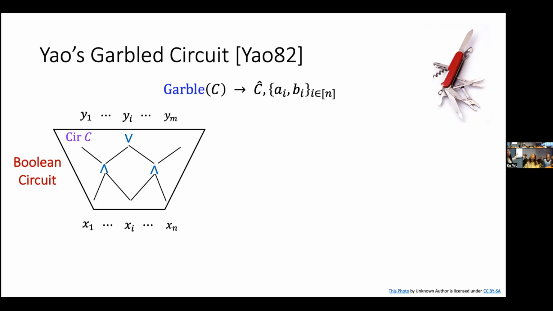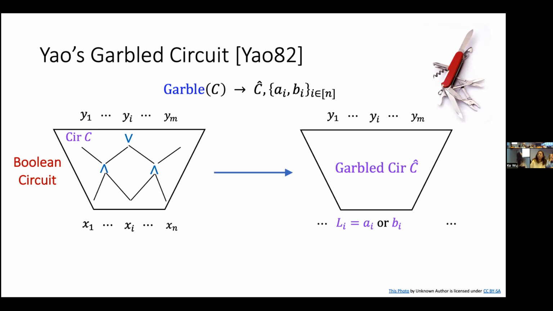So it starts with a Boolean circuit, which consists of logical gates such as OR and AND. And given the description of this circuit, there's an efficient transformation algorithm, Garble, that takes the circuit and converts it into another Boolean circuit, which we call C hat. And in addition to the Boolean circuit, it also spits out some keys, 2 keys for each of the input wires. So Xi corresponds to Ai and Bi.